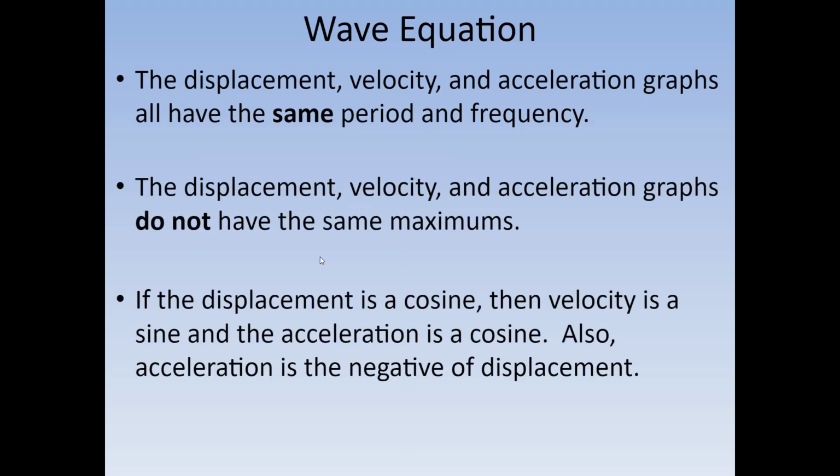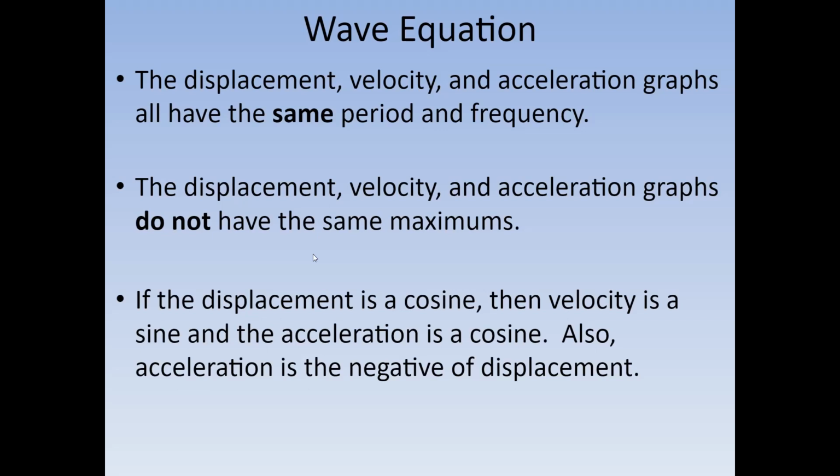So this is kind of what I was saying before, that the period, the frequency, all those numbers stay the same, regardless of which of the motion graphs we're talking about. However, one thing to keep in mind is that their maximums, their amplitudes, are not the same, right? While they have the same shape, one being cosine, one sine, the other one negative cosine, and while they may complete one full cycle in the same amount of time, their amplitudes will be different.